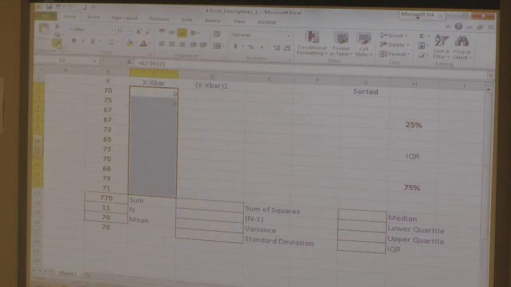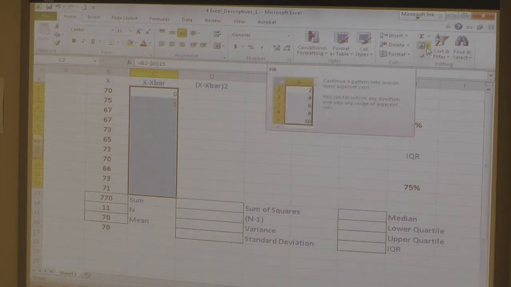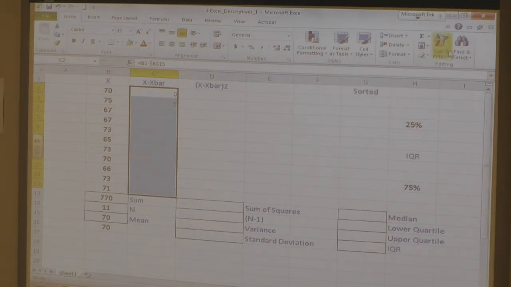Is that fill? Nope. Where is it? It's on the other side. Yeah, on the Mac, it's on the other side. Where is it? Clear, clear, clear. Where's fill? Okay, come on. It's here somewhere. I know it. Insert, delete, format, cells, fill. There it is. Fill down.